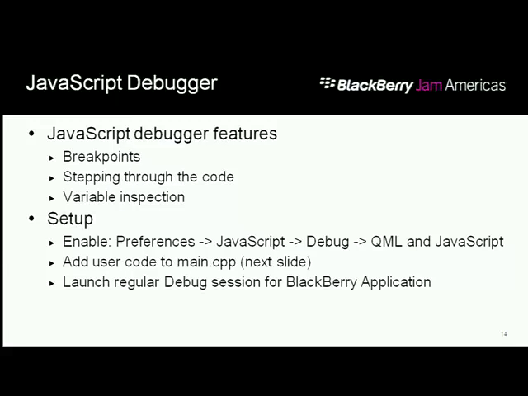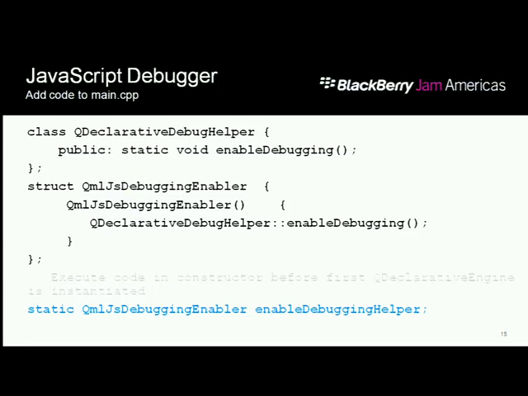As I mentioned in beta 3, we now have the support for JavaScript debugging. It gives you a typical debugger that you'd expect, so being able to set breakpoints, step through code, and inspect variables. To set this up, basically all you need to do is enable this preference and add some specific user code to your main.cpp for your application, and then launch as you normally would your Cascades app. And what that will do is, anytime you have a breakpoint set in your JavaScript and the application steps over it, it will stop. This specific code is the code that you have to add into your application.